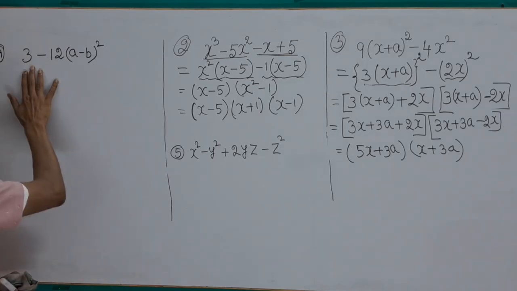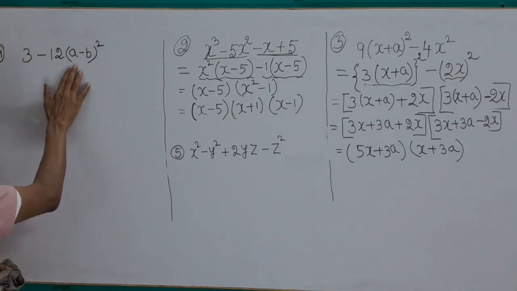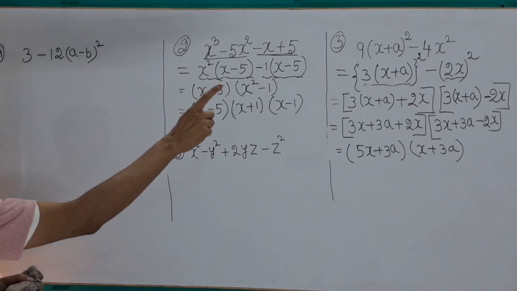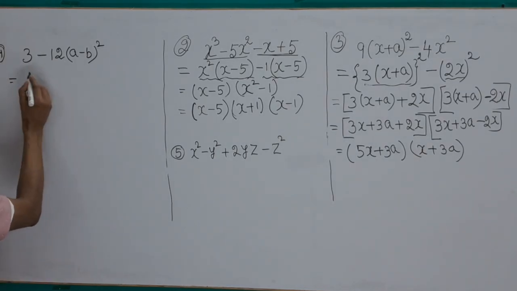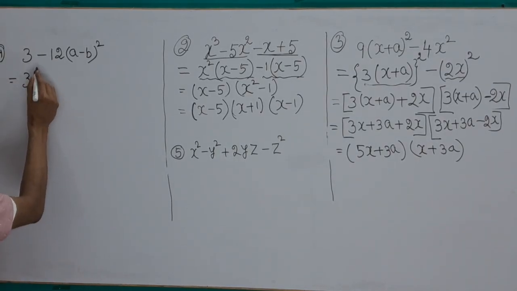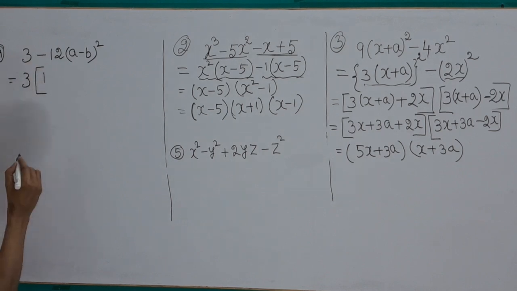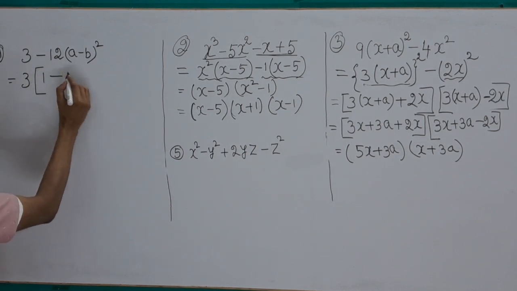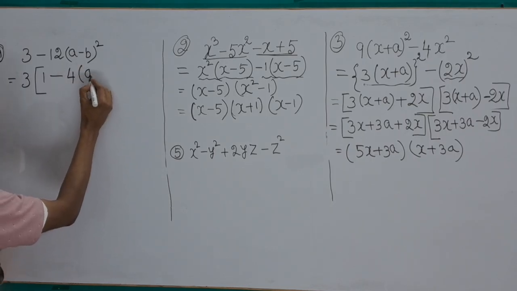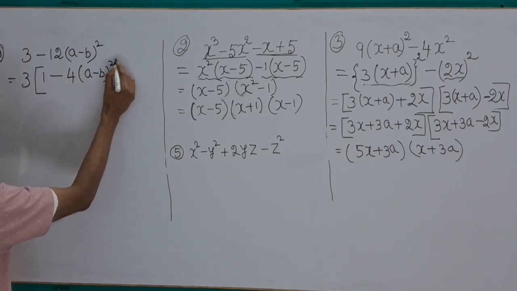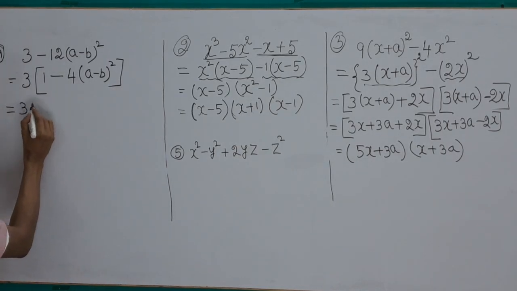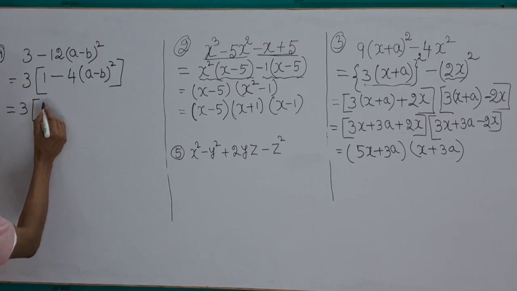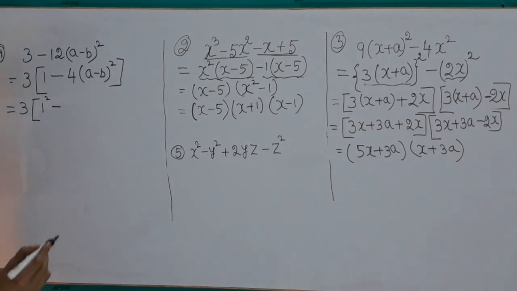Now look at this. 3 minus 12 into a minus b whole square. You may find it is similar with the number 3 question, but there is something different. Initially you understand the 3, if you can take common, then 3 into 1, 3, so it will come 1, and minus 3 4s are 12, so 4 into a minus b whole square. This much is okay. Now keeping 3 outside, 1 means 1 square minus 4 into a minus b whole square.